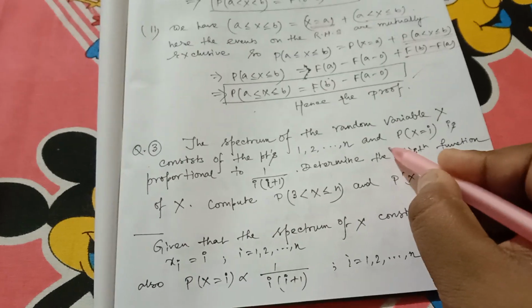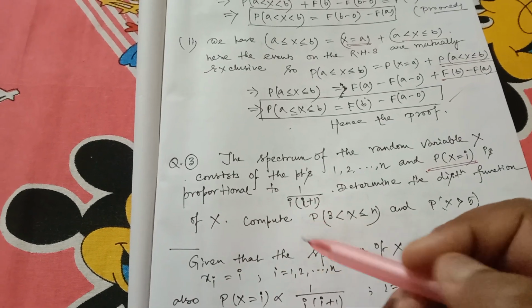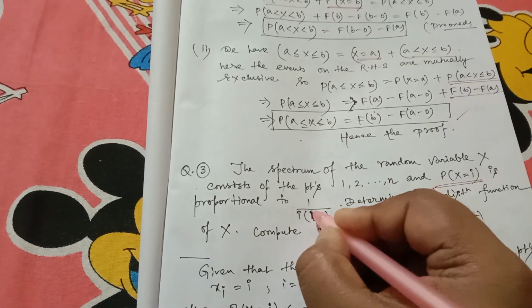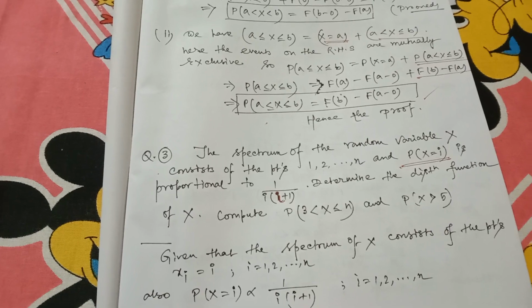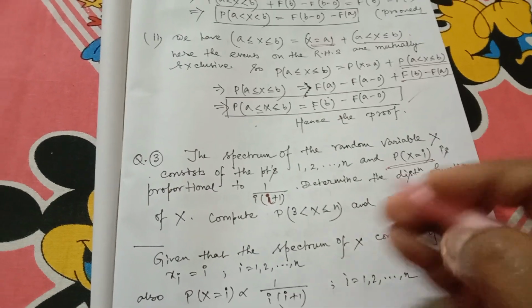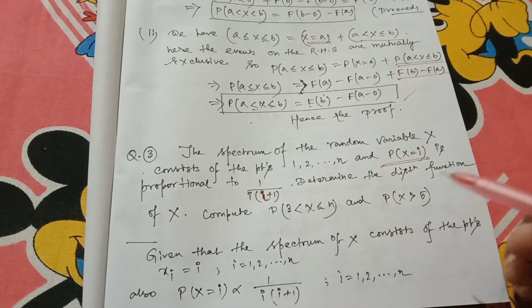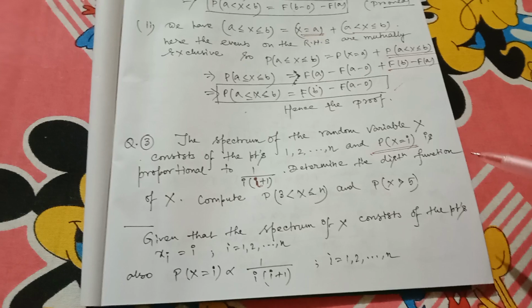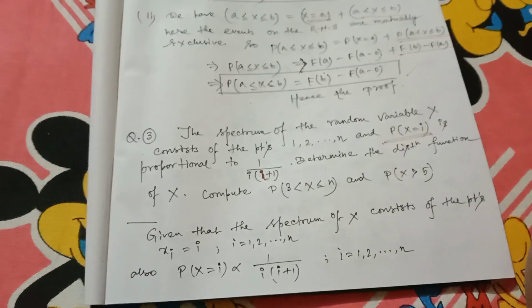So here it is given that the probability that X equals i is proportional to 1 by i into (i plus 1). Then we have to find the distribution function of X, and after that we need to find two probabilistic values, of which the first one is P of 3 less than X less than or equal to something, and the second one is P of X greater than 5. So first task is to find the distribution function.